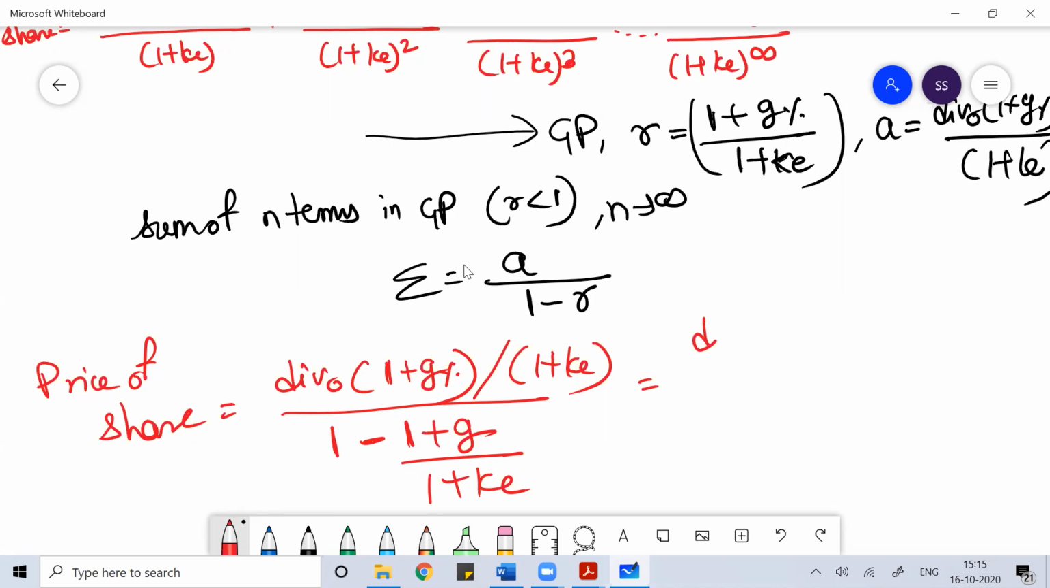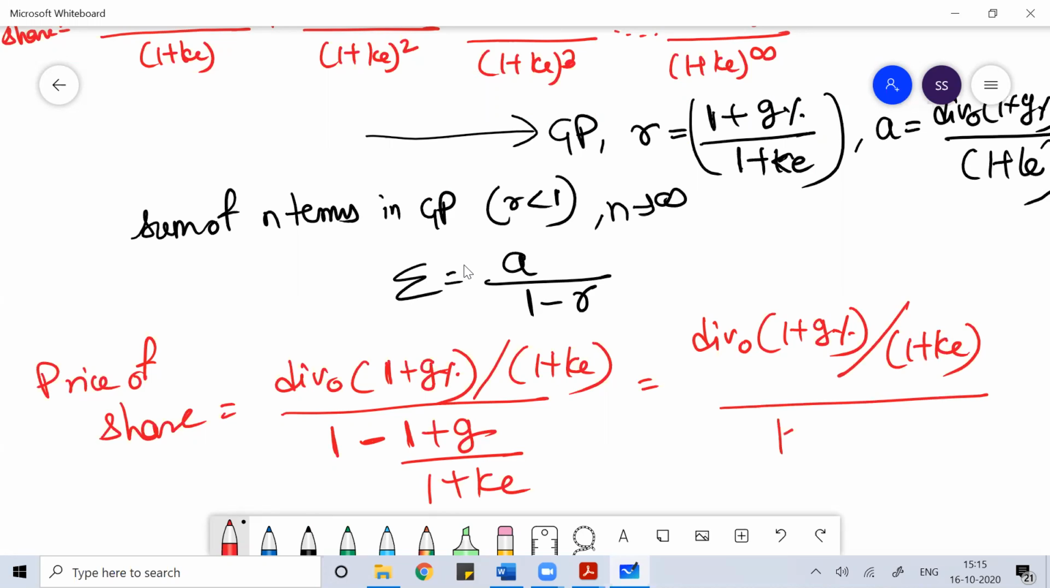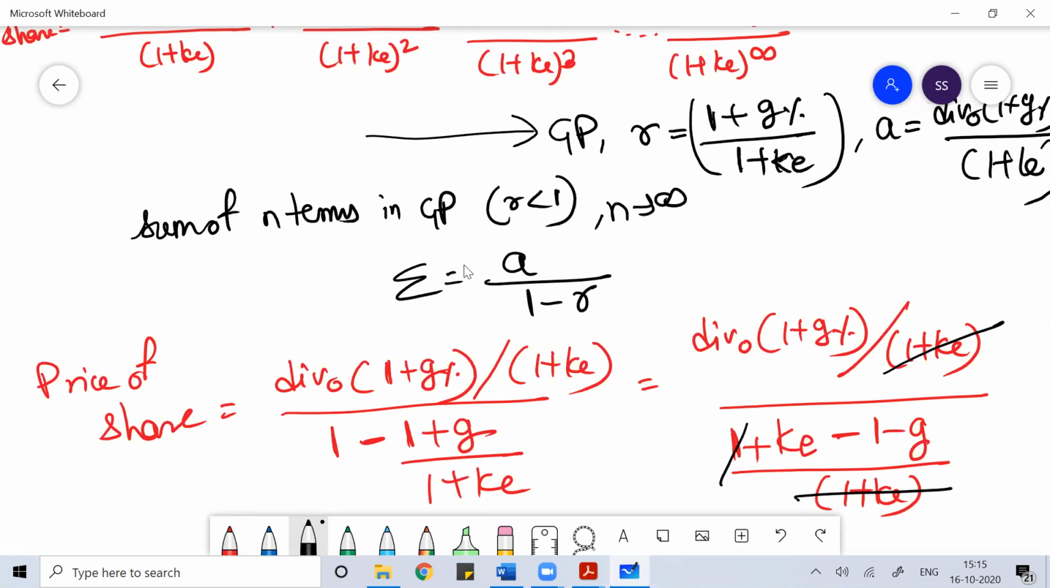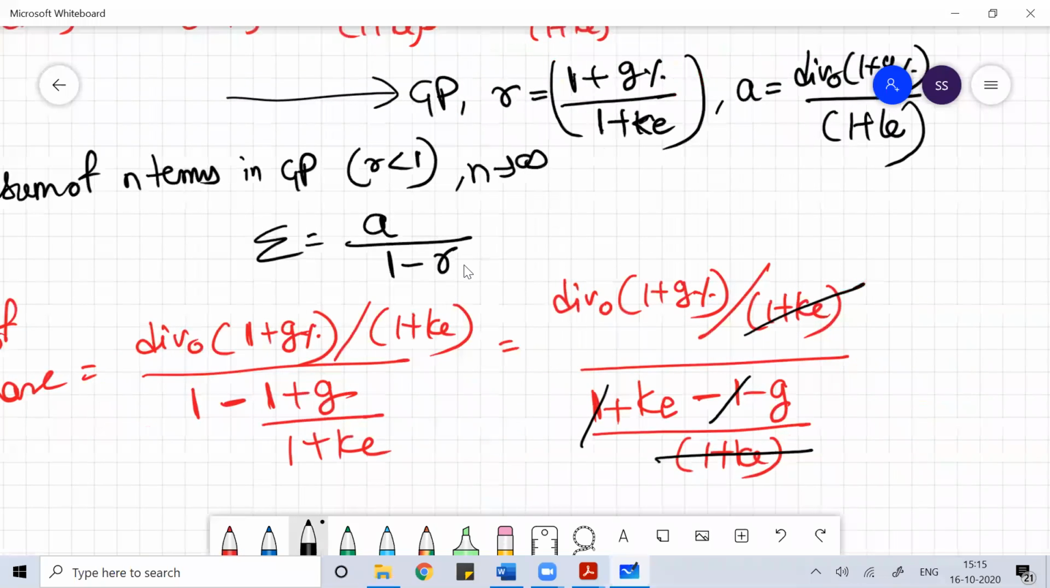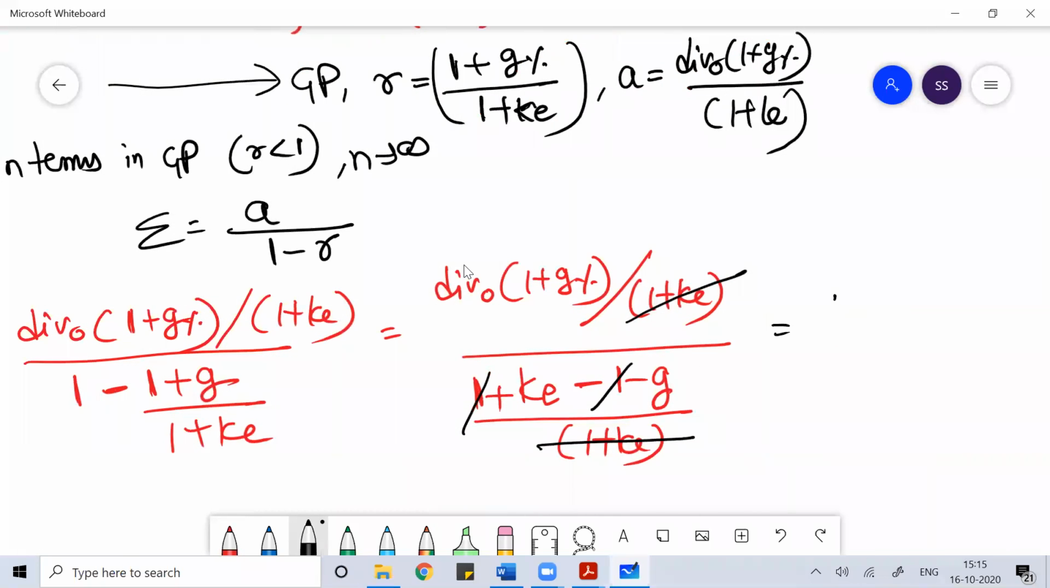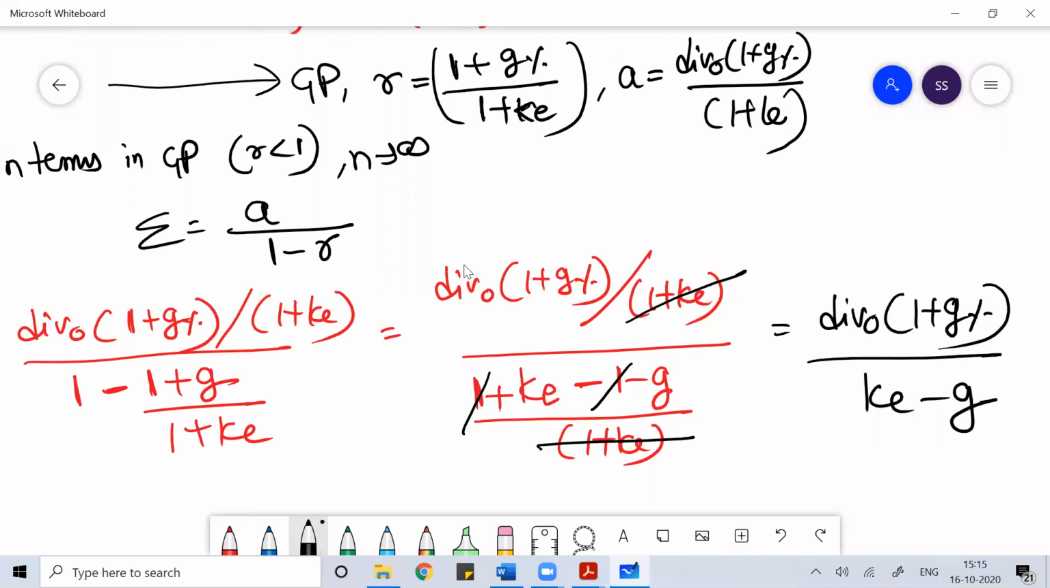So if you solve this, Div naught into (1 plus g percent) divided by (1 plus ke), this is ke. (1 plus ke minus 1 minus g) divided by (1 plus ke). This gets cancelled. So the price of share is Div naught into (1 plus g percent) divided by (ke minus g). This is the formula you have to remember.